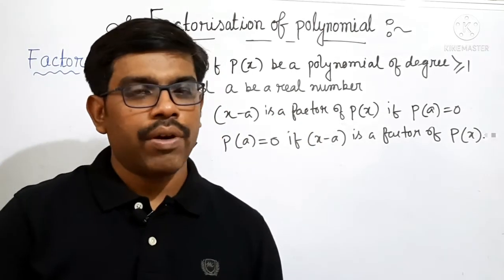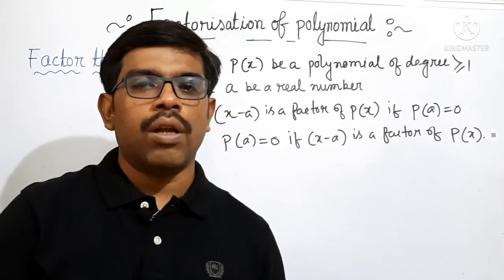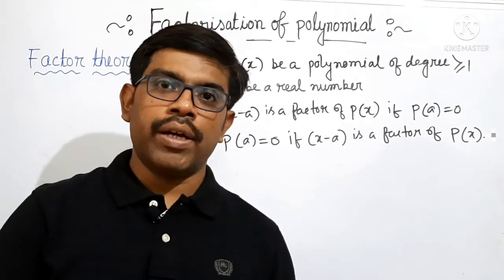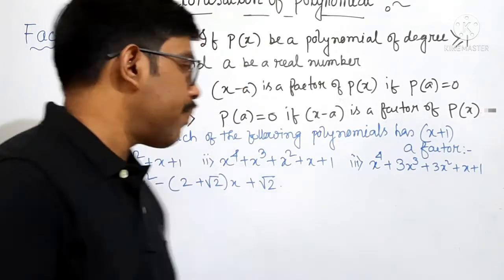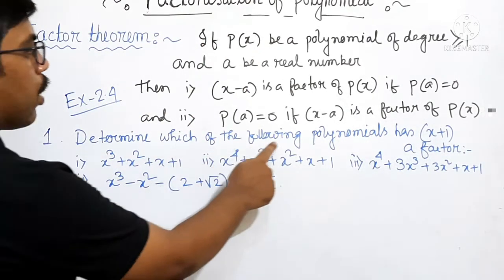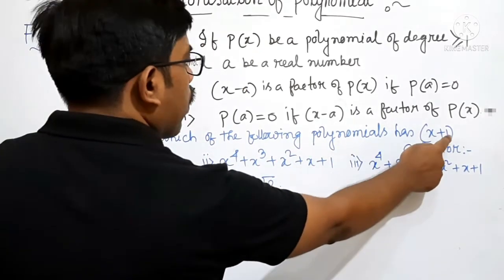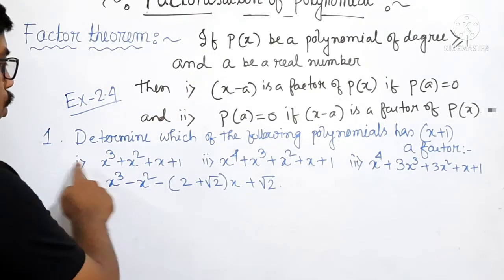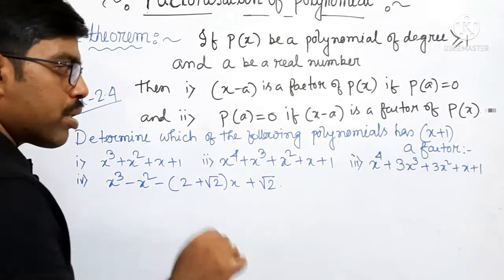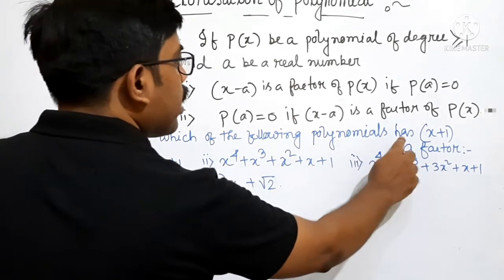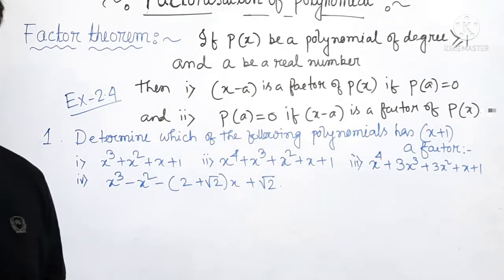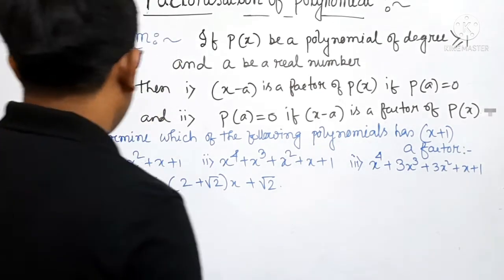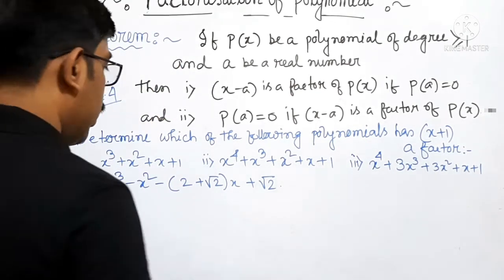Okay, so now we will solve exercise 2.4. Question number 1 is determine which of the following polynomial has x plus 1 a factor. Here there are 4 polynomials given and the question is from these polynomials which has x plus 1 a factor. Okay, so we have to find it.